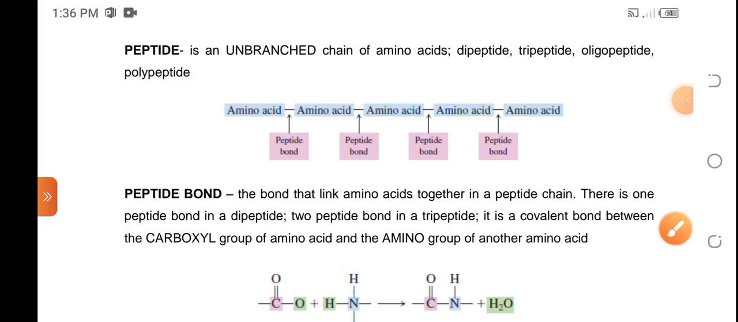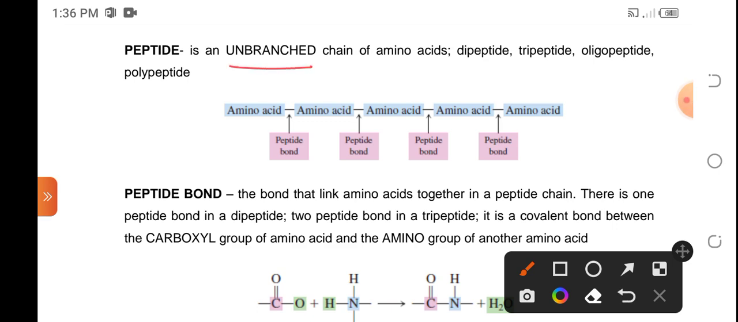Okay, a peptide is an unbranched, so unbranched chain of amino acids. Ibig sabihin, this is a straight chain of amino acids. If there are two amino acids, it's called a dipeptide. If there are three amino acids in a straight chain, they are called a tripeptide. And of course, if there are a little more than that, polypeptide. If there are very numerous, then that is a polypeptide.